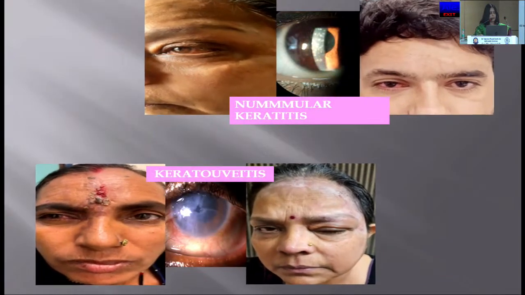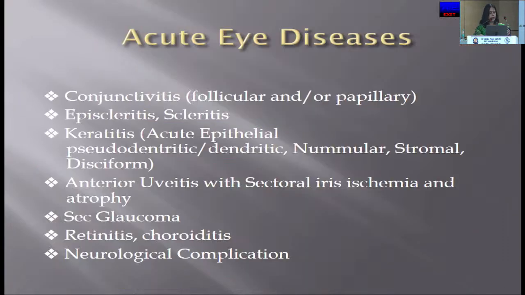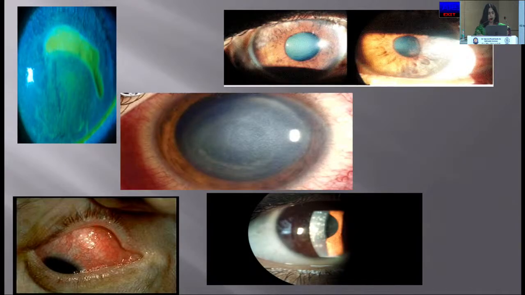So we could identify varied corneal presentations also, from nummular keratitis to keratouveitis to various patterns of keratitis, including pseudodendrite and dendritic, and also anterior uveitis, secondary glaucomas, and other ocular involvement.